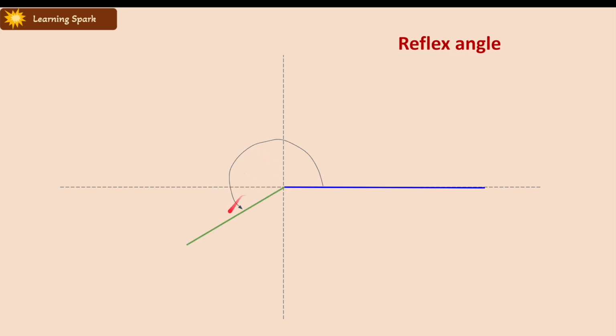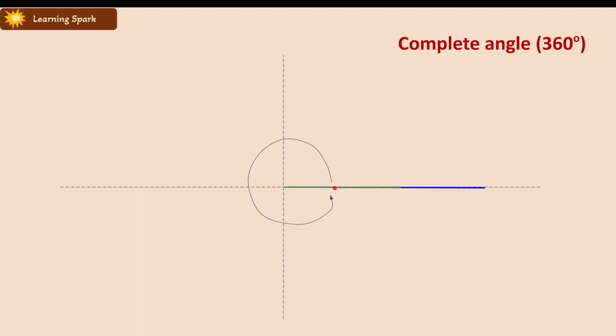Now it crosses 180 degrees. It is even more than 180 degrees. So 90 degrees, 90 degrees, 180 degrees, and it is more than that. Such an angle is called a reflex angle. It keeps rotating. The green line keeps rotating. It is still a reflex angle. When it reaches here, it is still a reflex angle, and finally it merges again. It merges again like this.